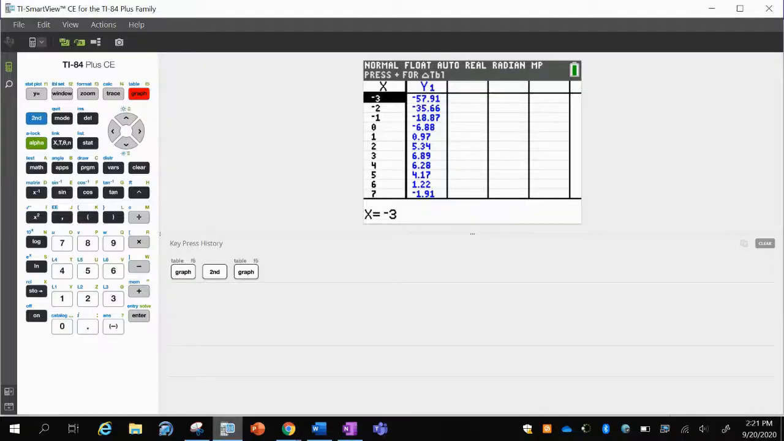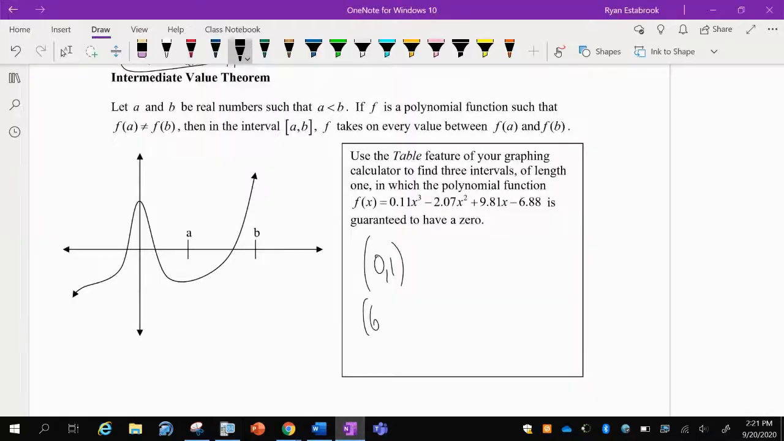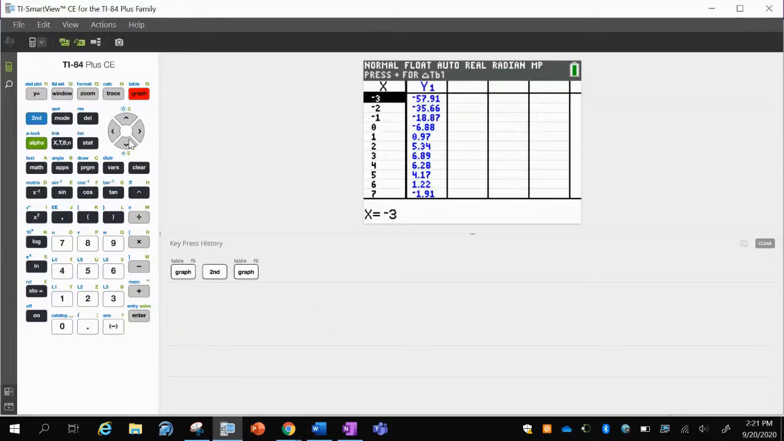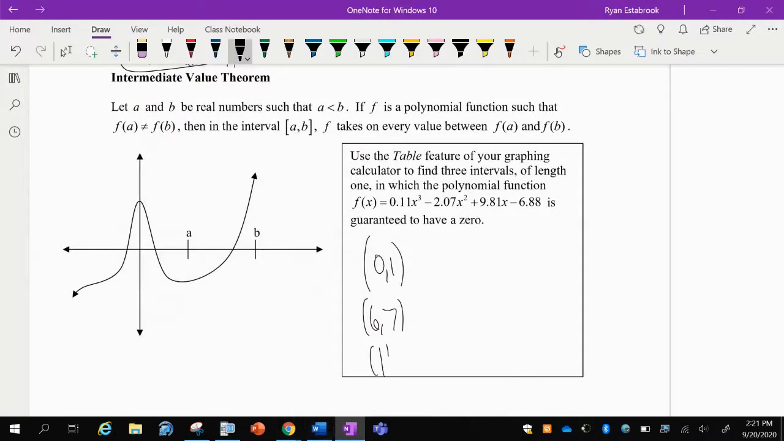And then if I look down further, I go from a positive to negative in the domain between x equals 6 and 7. So I know that there's going to be a zero somewhere in that region. And if we scroll down a little bit further, we're looking for one more place where the y values are going to change signs from a negative back to a positive. There it is. There's our switch. So between an x value of 11 to 12, we're going to get another zero.